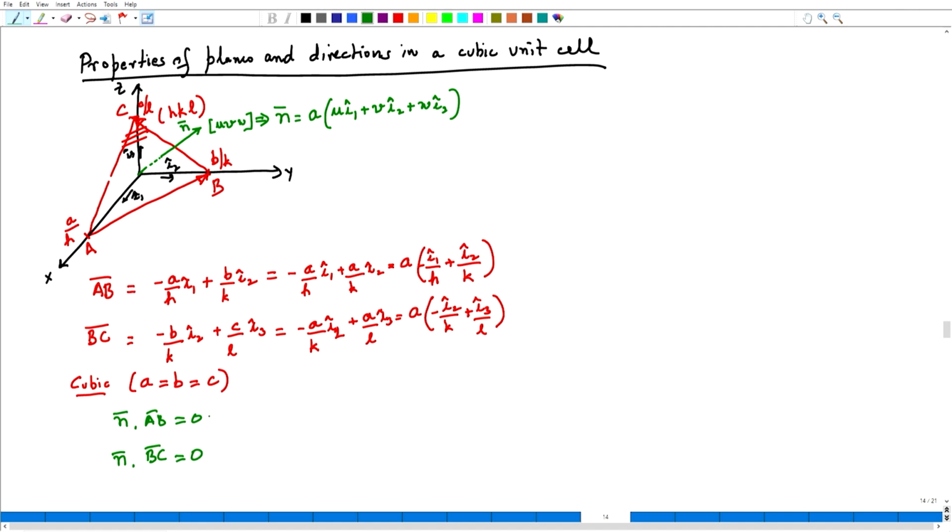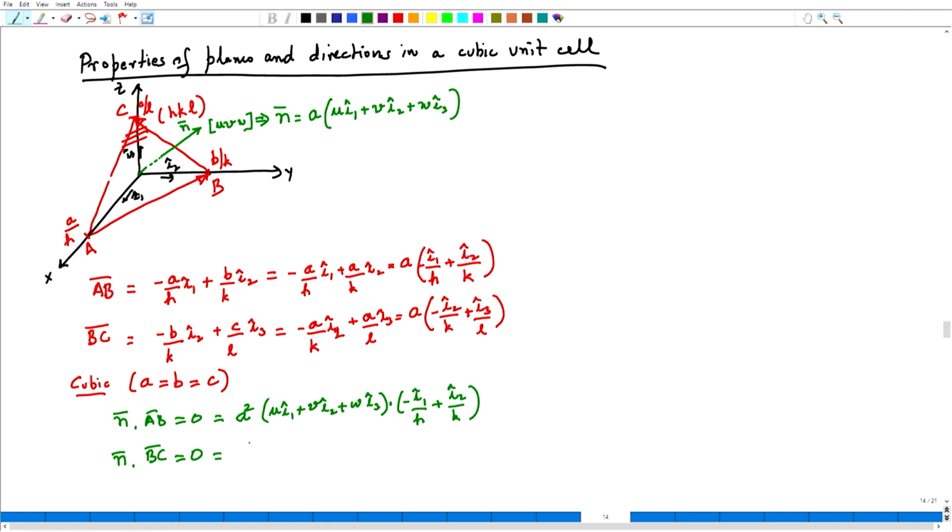So, let us take the dot products. There is a scalar quantity a in vector n as well as in the vector AB, so I can put them together and that will simply become a square, and then write down the vector for n. So, u I1 plus v I2 plus w I3 dot minus I1 upon h plus I2 upon k.